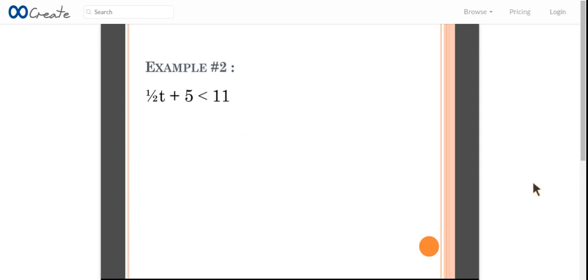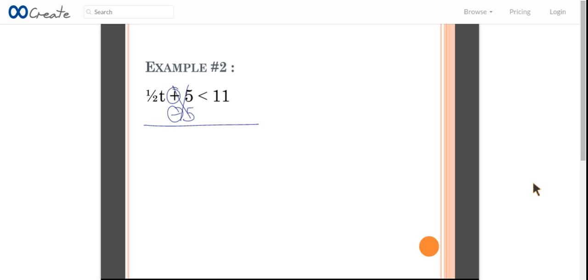All right, so let's look at another one that's a little bit more difficult. 1/2 times t plus 5 is less than 11. All right, well, I start with, I've got that plus 5, so I want to add a -5 over there to cancel that out, okay? And remember, adding and subtracting are inverse operations, so they cancel each other out.